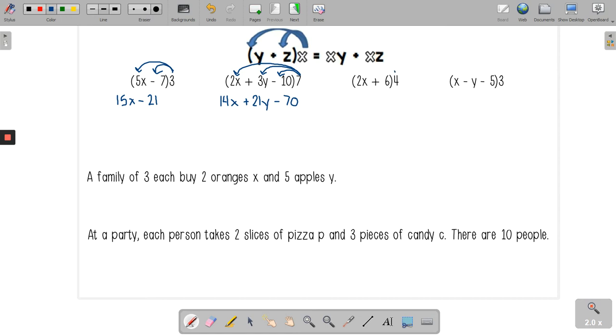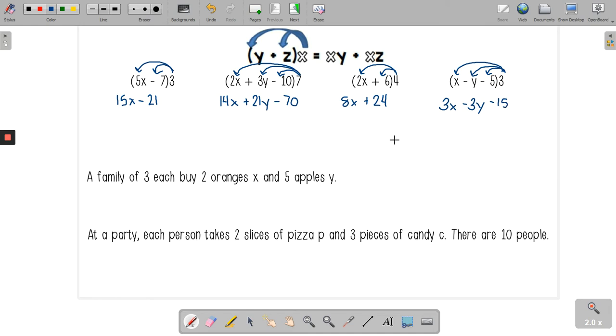This problem here, we're taking 4 into everything on the inside. So 4 times 2x is 8x. Then 4 times 6 is a positive 24. And then the last problem here, taking 3 to everything on the inside. So 3 times x is 3x. 3 times negative y is negative 3y. And 3 times negative 5 gives us negative 15.